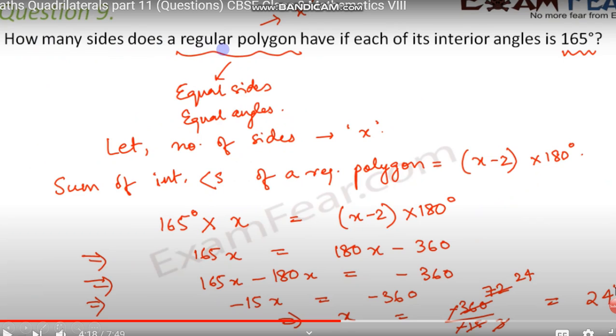How many sides does a regular polygon have if each of its interior angles is 165 degrees?